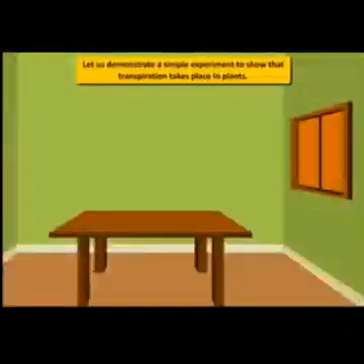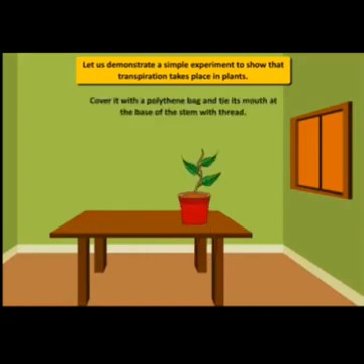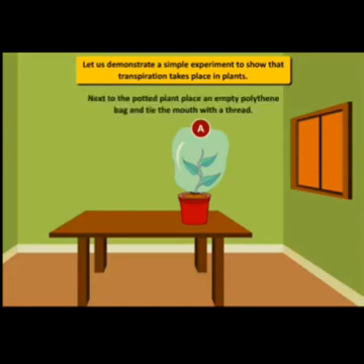Let us start with an activity. Take a healthy, well-watered, potted plant that has been growing in the sun. Cover the plant with a polythene bag and tie its mouth. We can mark it as A.